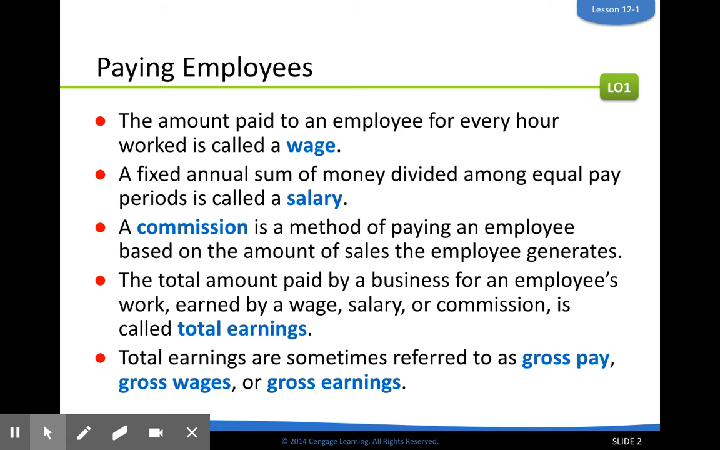So if you are working hourly and you would say you get $8 an hour, that would be your wage. This is different than someone who would say that I make $60,000 a year. That would be a salary.